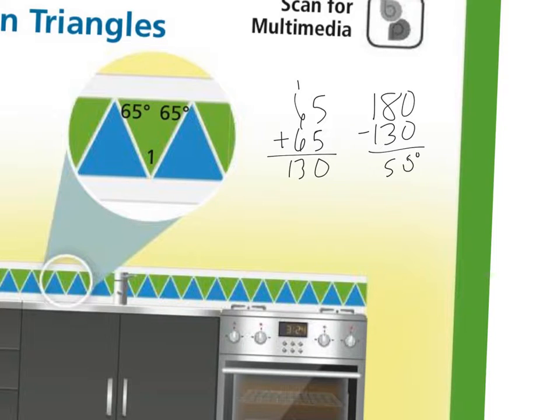Good. So this is one way you can do this. I'm just showing you an option that is a little bit different than what the book's doing, which we'll look at in just a minute. Again, you can see how many degrees we have used up, and then how many degrees we have left, which in this case would be 50 degrees.